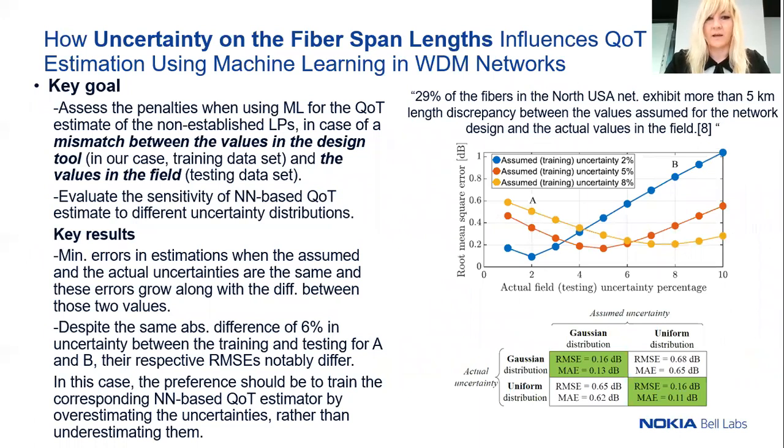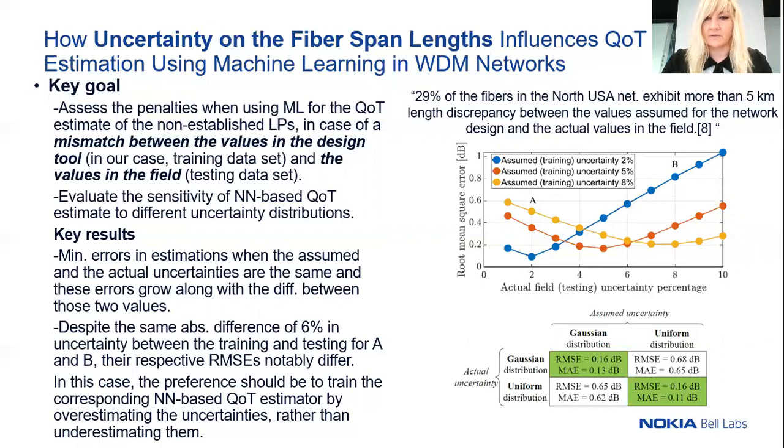Now we're considering how machine learning will deal with the uncertainty of the span lengths. It has been reported that 29% of the fibers in the North American network exhibit more than 5 kilometer length discrepancy between the values assumed for the network design and the actual values in the field. So we wanted to see how machine learning will deal with this mismatch between the values in the design tool and the ones that are in the field. In order to do so, we had to produce uncertainty artificially in the training data set and in the testing data set.